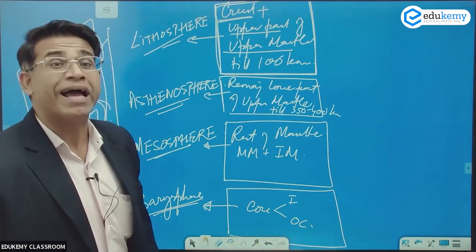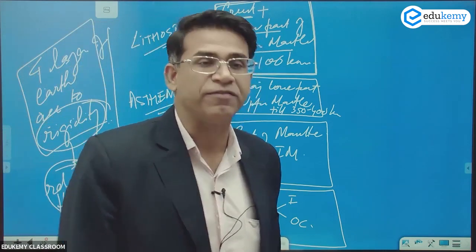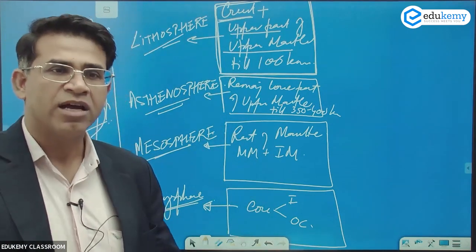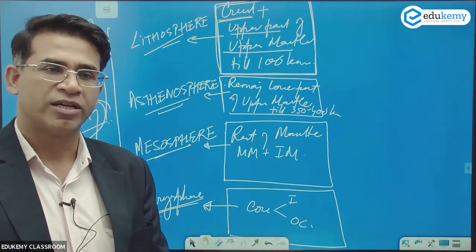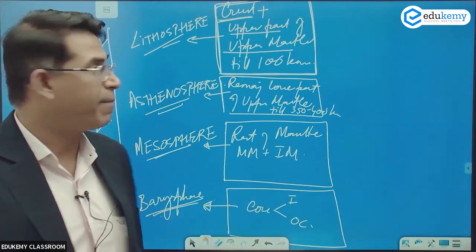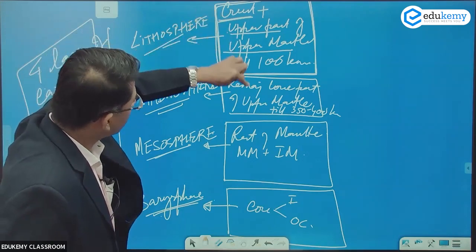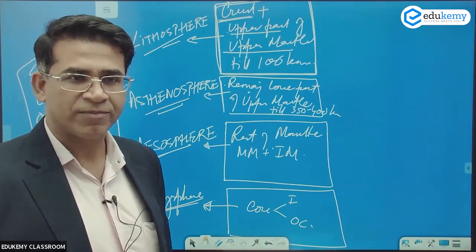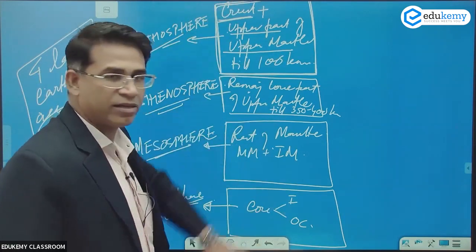Magma. What is magma? Is magma a layer, Rajiv? Magma क्या होता है? Magma is molten rocks. तो magma तो कहीं भी हो सकता है ना? Magma can come from here. Magma is molten rocks, so it can be molten anywhere.